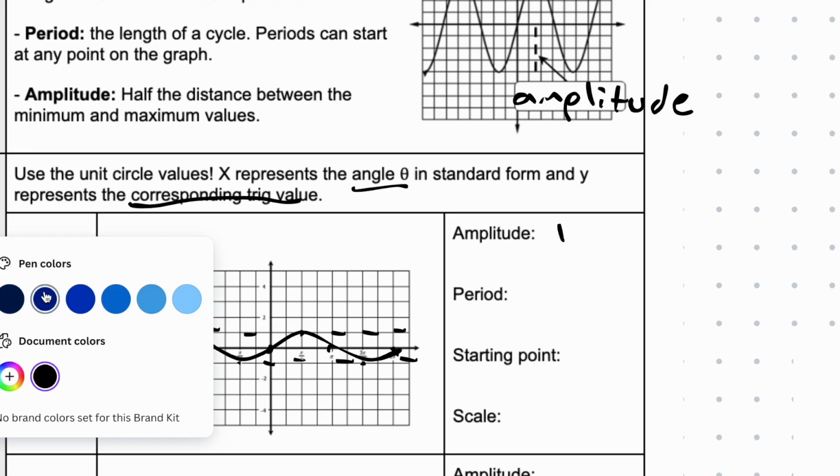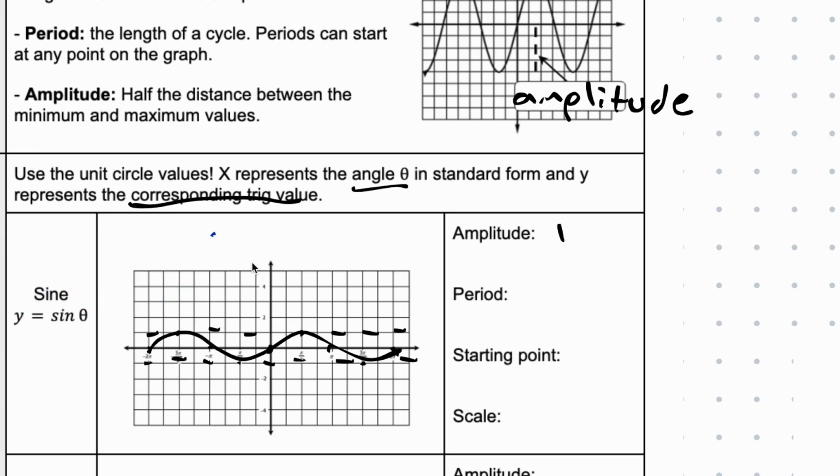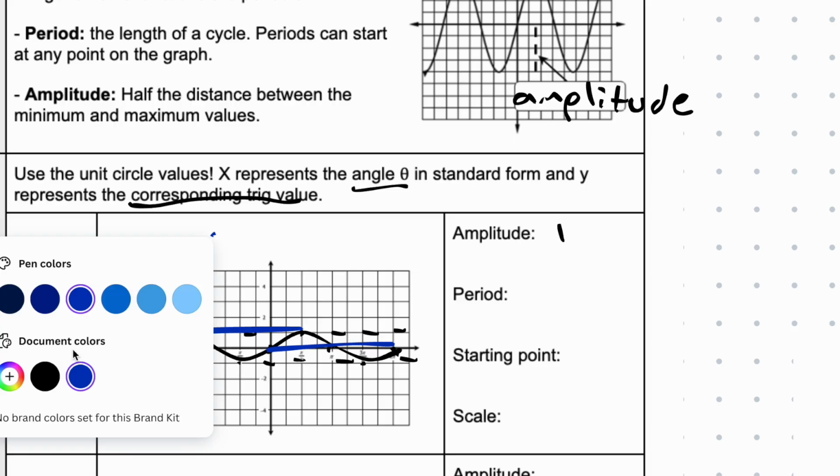Our period is going to be the distance from this peak to this peak. And here, that's going to be 2 pi. You can choose any point. This distance is going to be the same as this distance, right? It's just how long it takes to go through that one cycle. So in this case, it's going to be 2 pi.